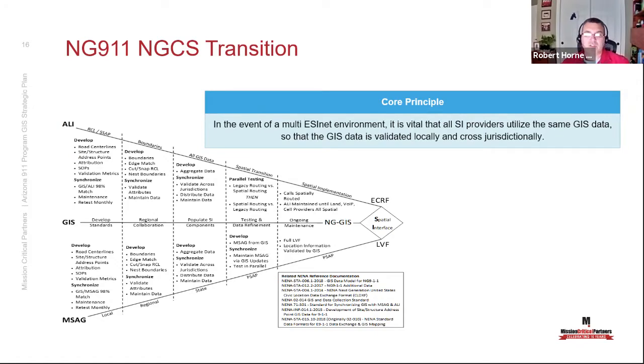Next Gen Core Services transition, the core principle again remains the same. SI providers must utilize the same GIS data so that GIS data is validated locally and cross-jurisdictionally. We will use that one spatial tool. We will have the same Next Gen Core Services provider data for all 911 systems across the state.